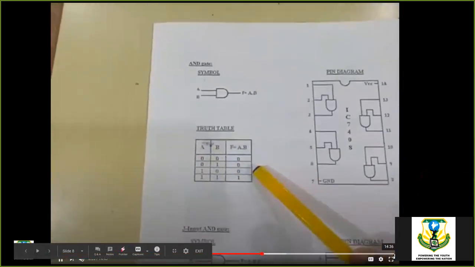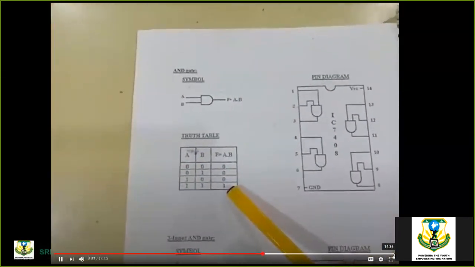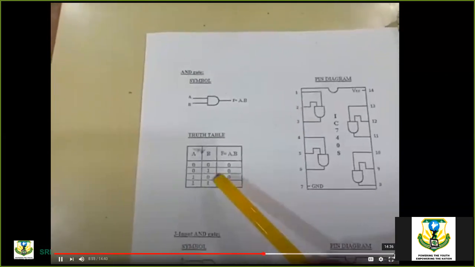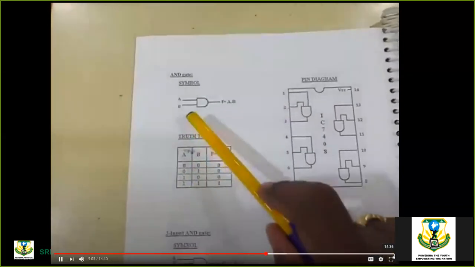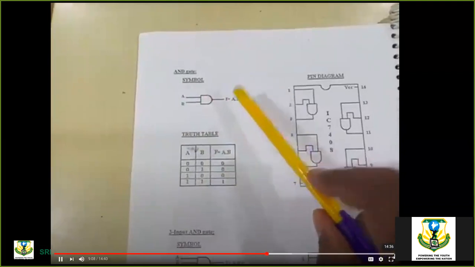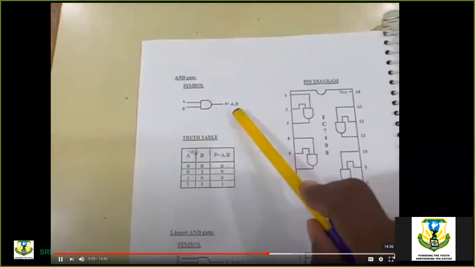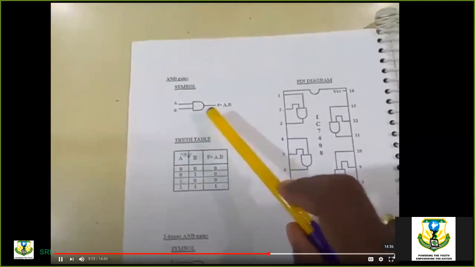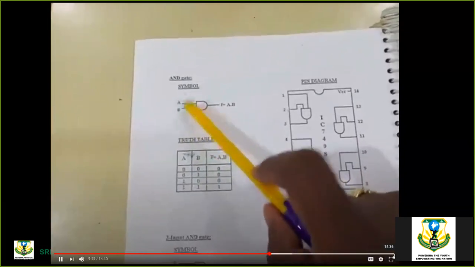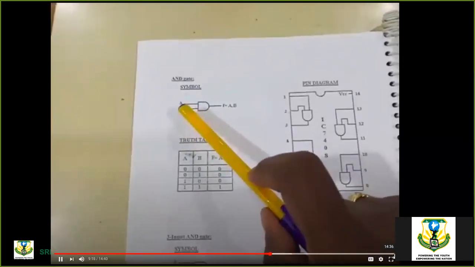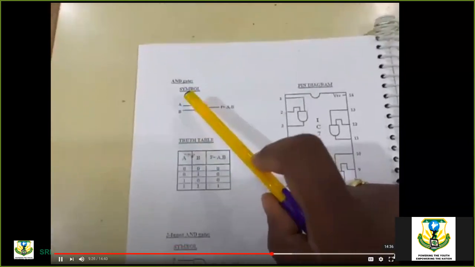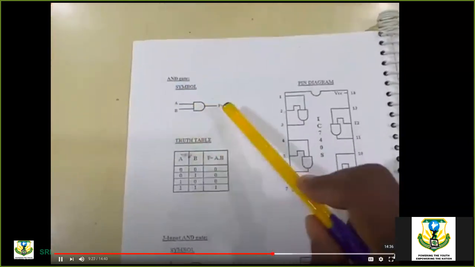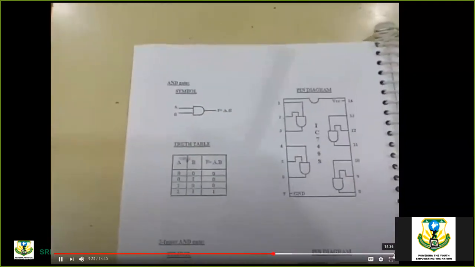So this is the truth table. This is a multiplication table, right? If any input is 0, I will get 0. If any input of the AND gate is 0, my output will be 0. So when will I get output as 1? There can be a 2 input AND gate, a 3 input AND gate. If all the inputs are 1, then only I will get output 1.